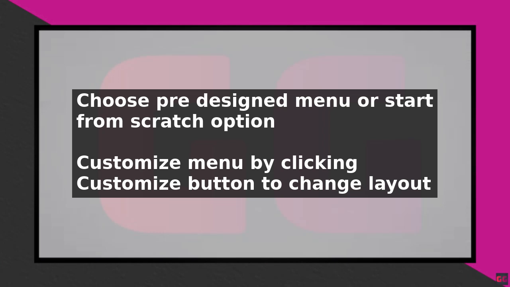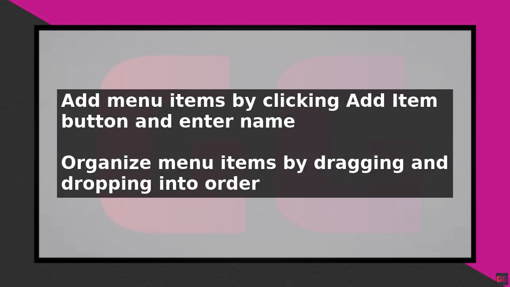To customize the menu's design, click on the Design tab and select a menu style that matches your site's theme. You can choose from various layouts, including horizontal, vertical, and drop-down menus. You can also customize the menu's colors, fonts, and padding to match your site's design.